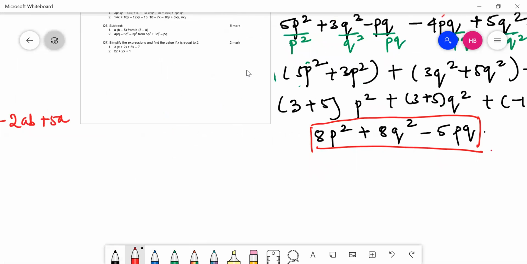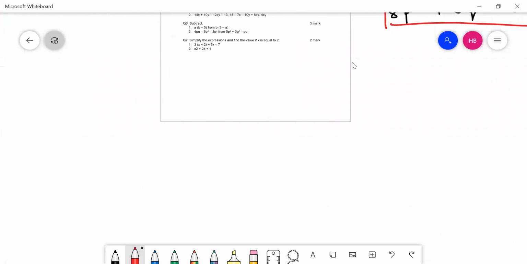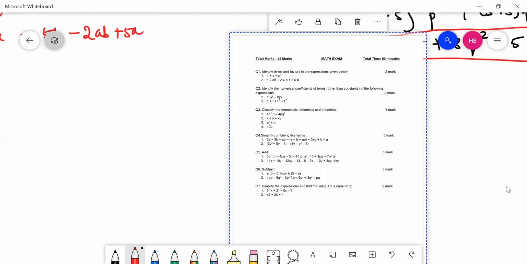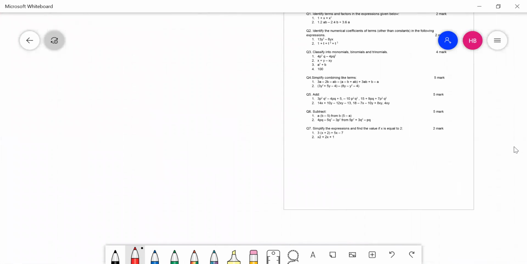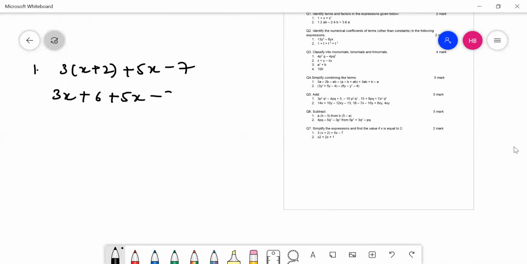Now let's move to the last question, question number 7. Simplify the expressions and find the value if x is equal to 2. So here you have to first simplify the expression, and then find the value of the expression if x is equal to 2. Let's look at the first question: 3 into x plus 2 plus 5x minus 7. How will you simplify this? Because brackets are there, first we will open the brackets. It would be 3x, 3 into 2 is 6, plus 5x minus 7.